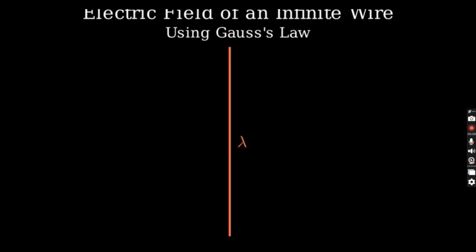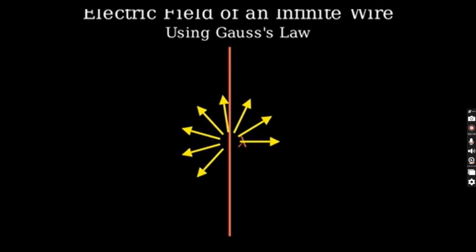Welcome. Today we'll derive the expression for the electric field due to an infinitely long, uniformly charged wire using Gauss's law. Let's start by visualizing our setup. We have an infinitely long wire with a uniform linear charge density lambda. The electric field lines point radially outward from the wire, since we'll assume a positive charge.